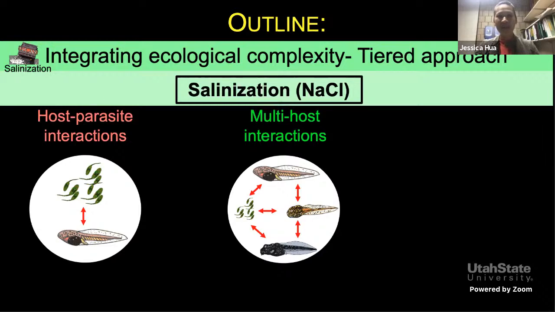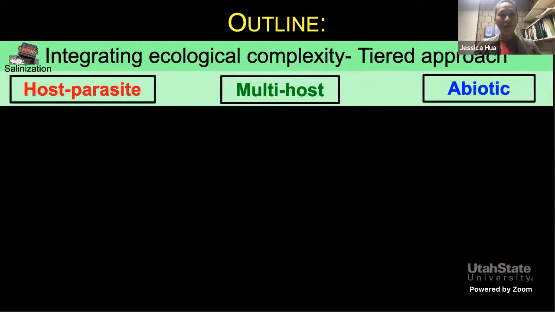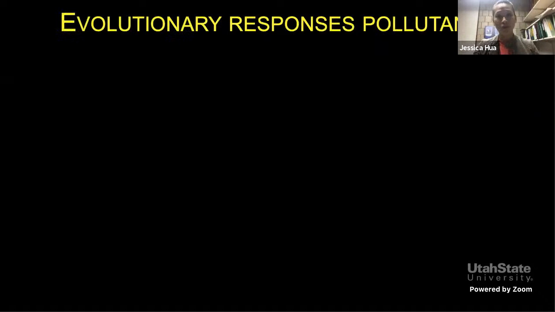And then from there, I'll transition to asking how abiotic conditions that vary can affect sodium chloride's toxicity on amphibians and also their susceptibility to disease. So the first part will highlight 3 stories, and then from here, my lab is interested in understanding ecological complexity, but also we're interested in understanding evolutionary implications of environmental pollution.